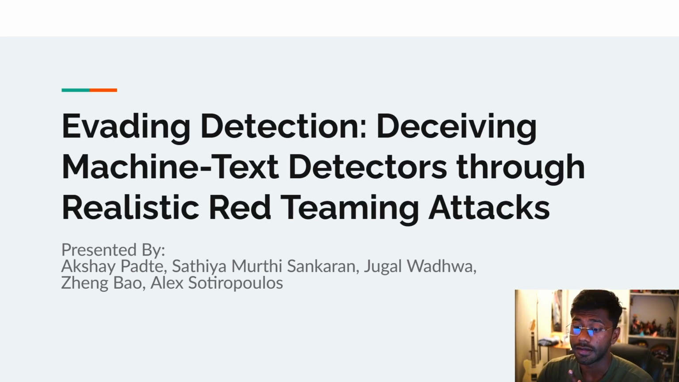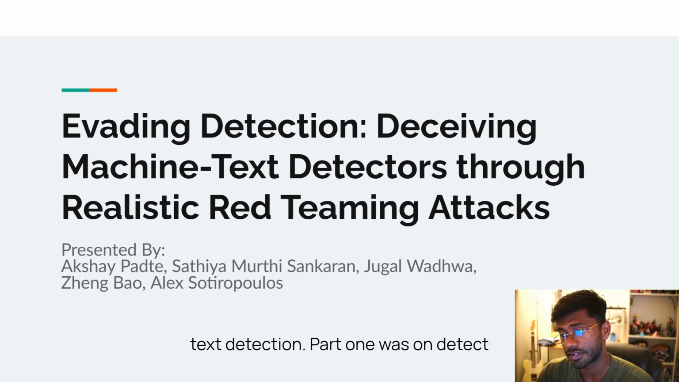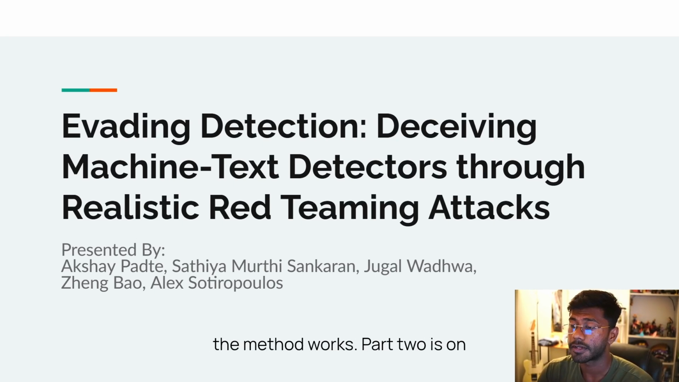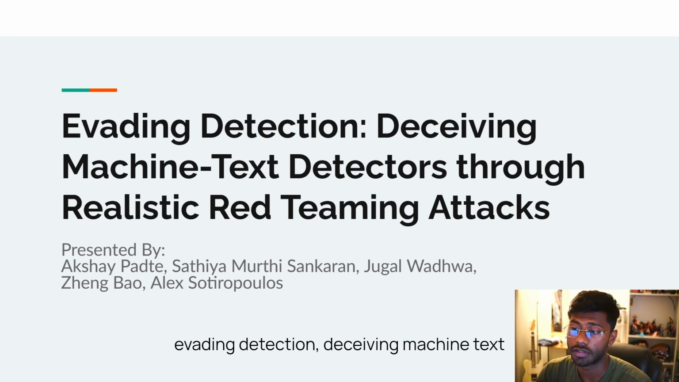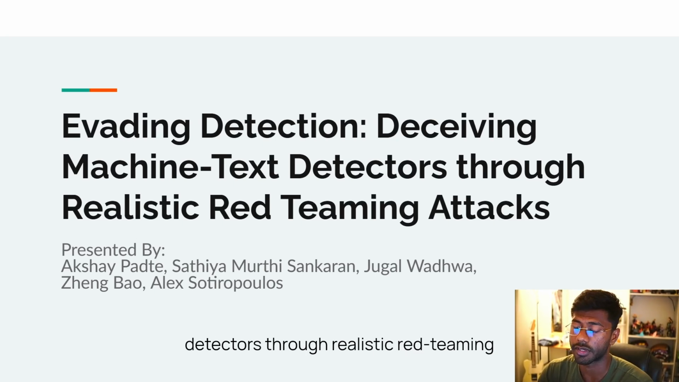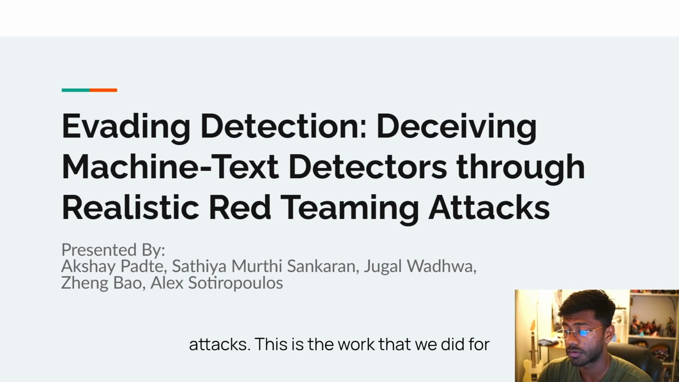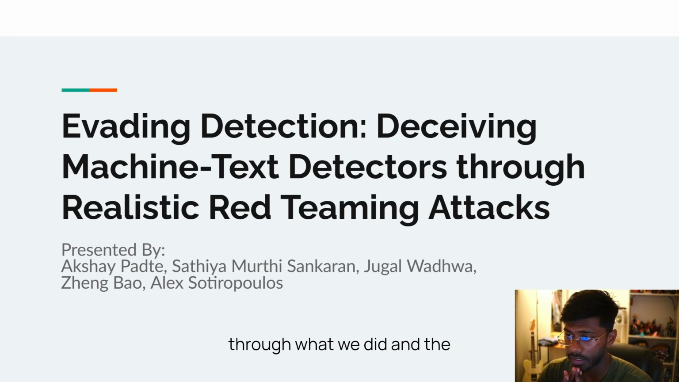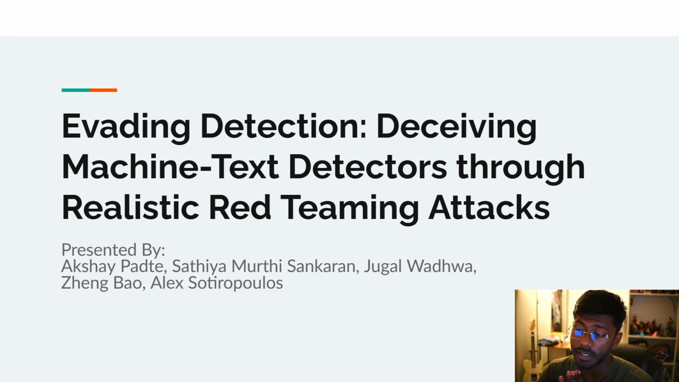Hi, this is part two of machine generated text detection. Part one was on DetectGPT, a paper walkthrough and how the method works. Part two is on evading detection, deceiving machine text detectors through realistic red teaming attacks. This is the work that we did for my class on applied natural language processing. So I'm going to walk through what we did and the results that we concluded.